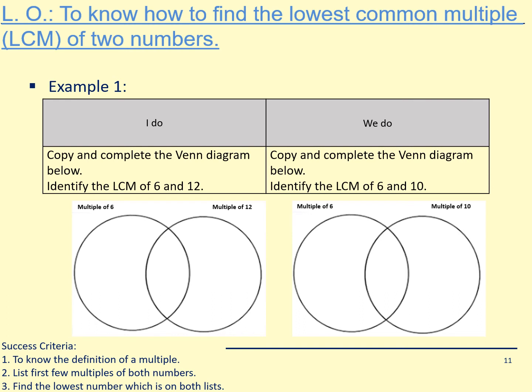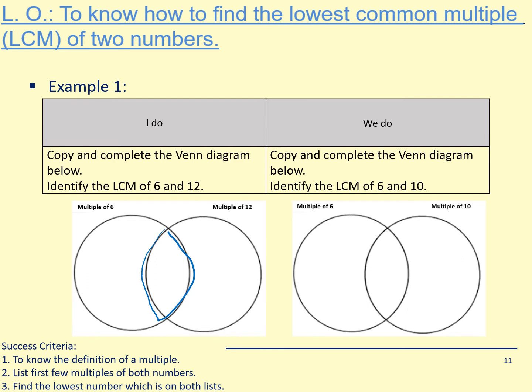In example 1, we've got on the left multiples of 6 and on the right multiples of 12. So all multiples of 6 go into the left-hand circle, and numbers that are multiples of 12 go into the right-hand circle. Numbers that are both multiples of 6 and 12, such as 12, for example, go into the overlap. This overlap means the common part for both circles, which is here, and it is called the intersection.